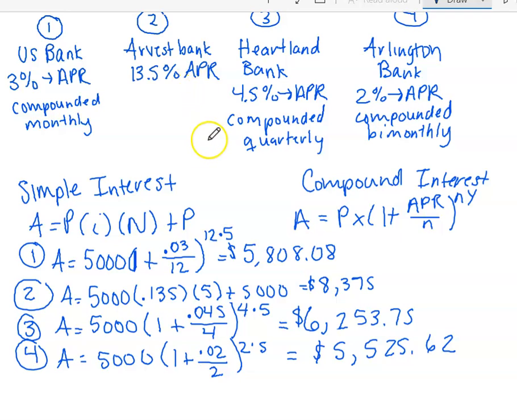Okay, so it looks like the one that if we're going to invest our money, we would want to go with is Arvis, because it's going to give us the most money. If you compare the others, this one was 3%, this one was 2%, this one was 4.5%, and you can see how the money goes up as the percentage goes up. So the 2% would be the least of the three, then the 3%, and then the 4.5%.